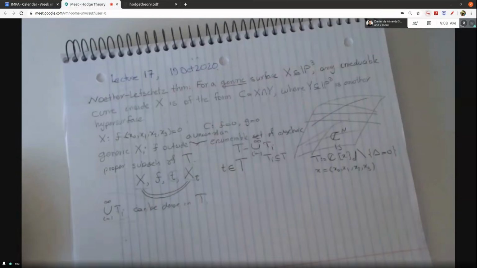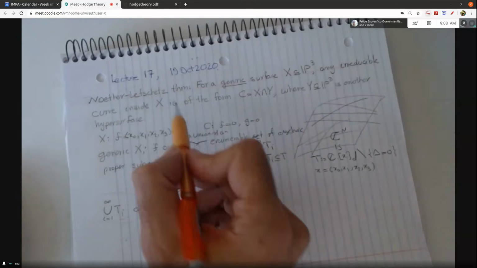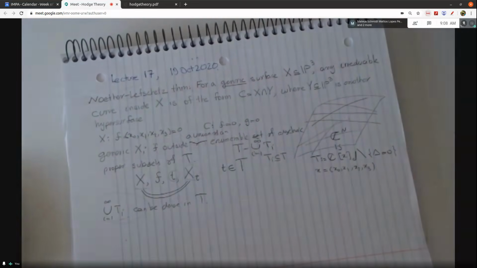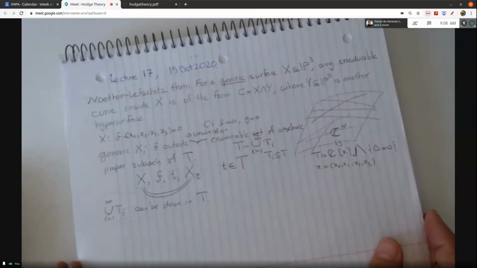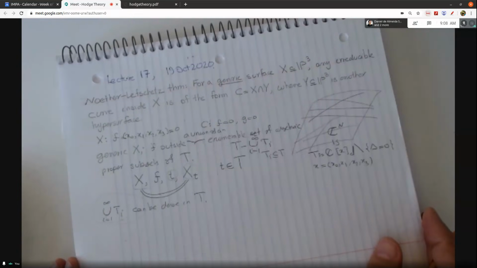Last lecture I talked about these Noether-Lefschetz loci and so on, but in the proof of the Noether-Lefschetz theorem we will see what these T_i's are. Okay, so let's try to say the idea of the proof.